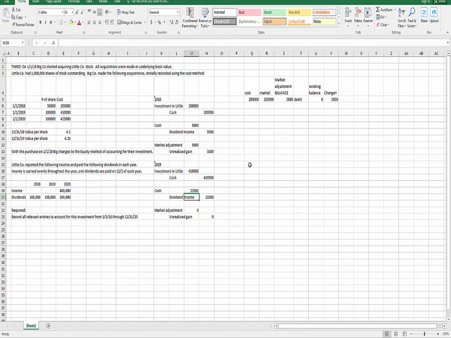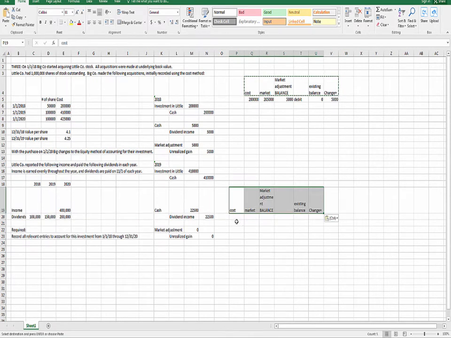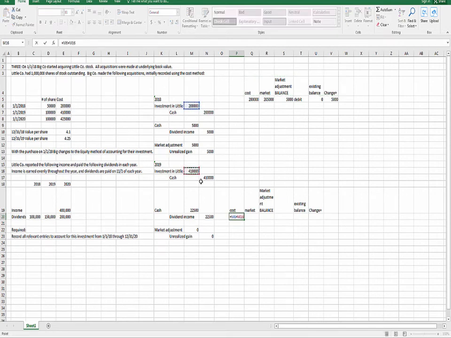And then finally, for our market adjustment, we're going to do the exact same thing we did before. We're going to take the cost of our portfolio. The cost of our portfolio is now $610,000. The market value, again, we have 150,000 shares. Those 150,000 shares are now worth $4.25 each. So a market value of $637,500. So the market adjustment balance is $27,500.